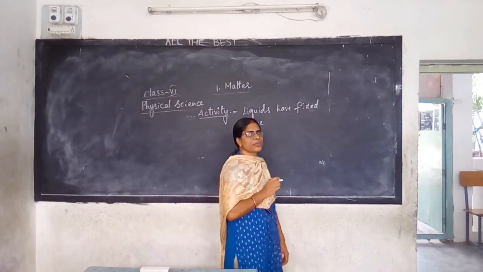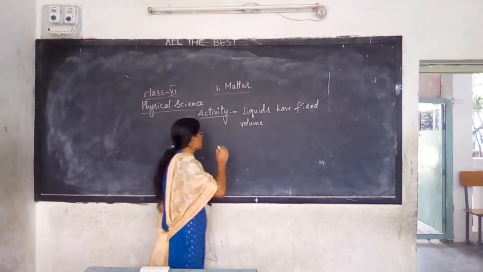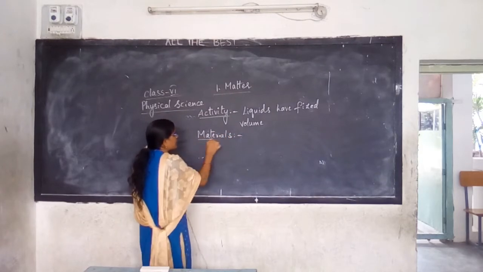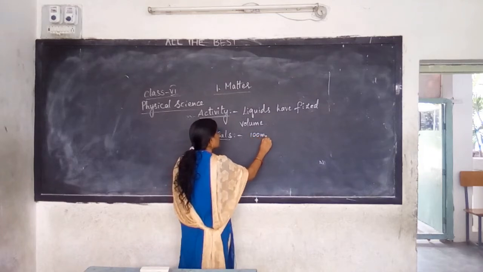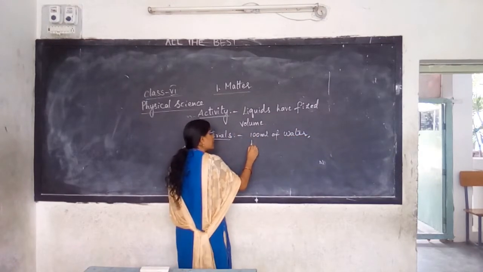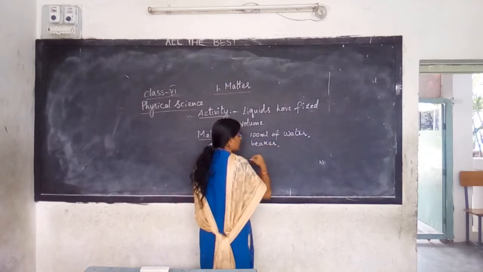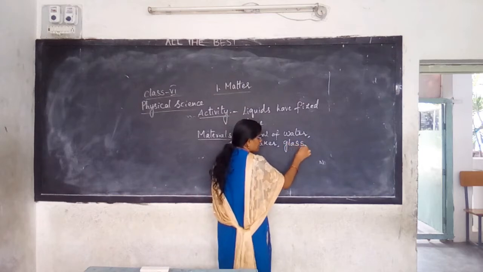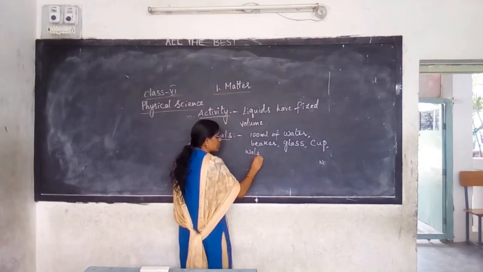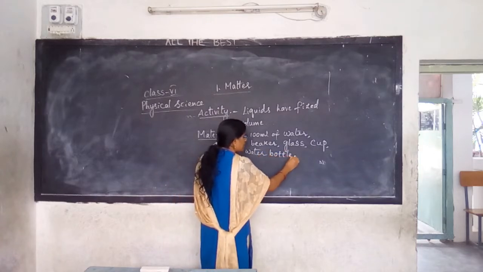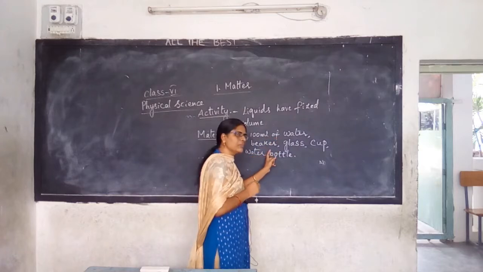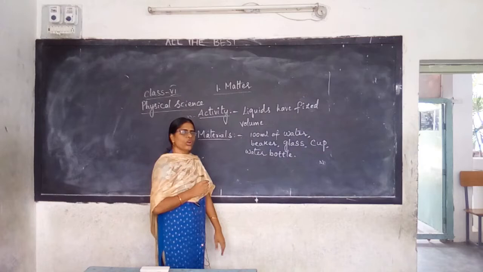For this, what are the materials required? The materials required for this activity are: 100 ml of water, a beaker, a glass, a cup, and a water bottle.